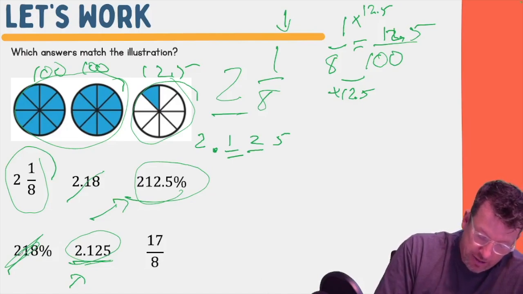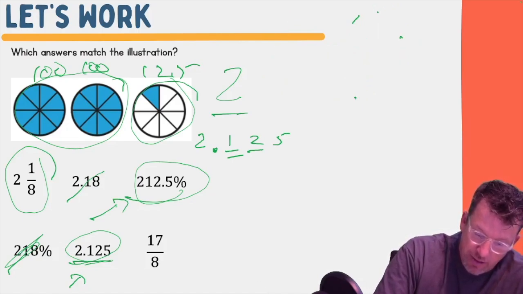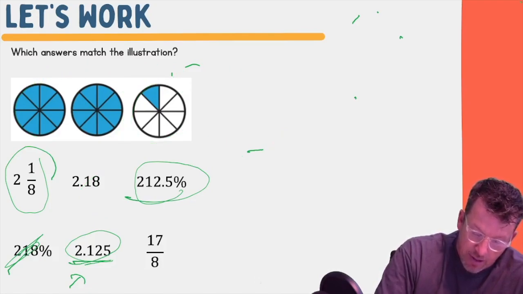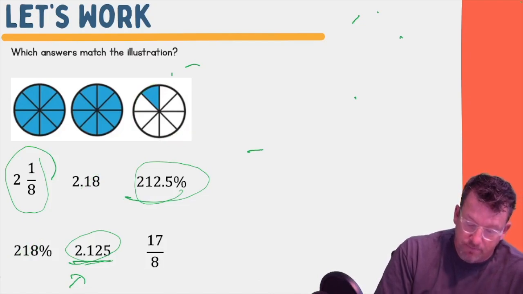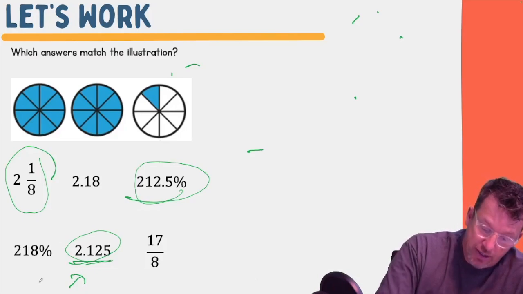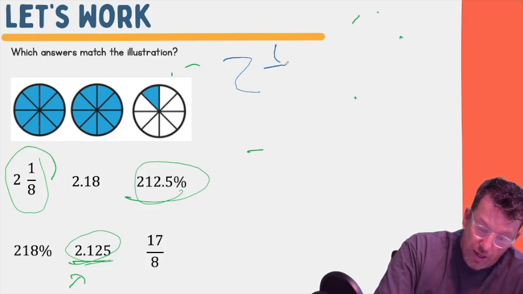So let's go back to this. Oh boy, am I going to have to erase a lot of stuff right here. Let's get rid of all this mumbo jumbo up here. Okay, all right, so now what we know is we have 3 answers so far. Let's go back and look at this as a fraction. So it's a mixed number, right? It is 2 wholes and 1/8.